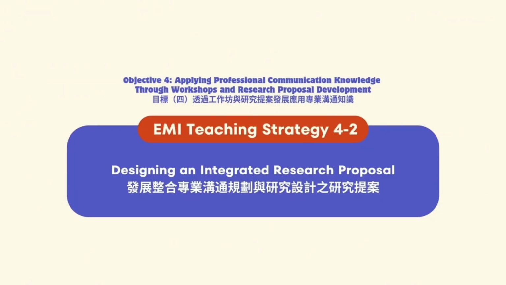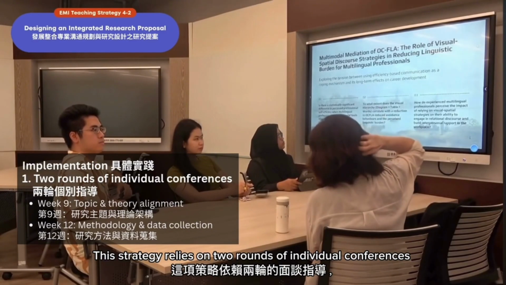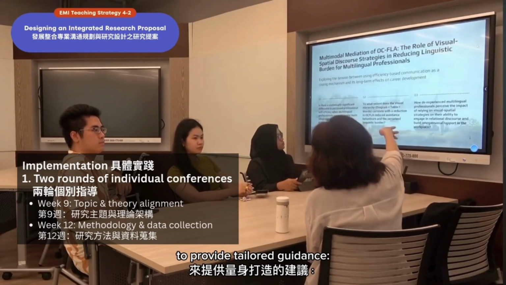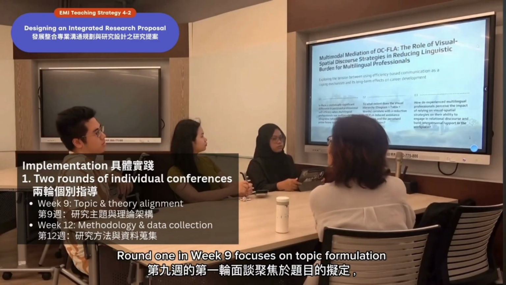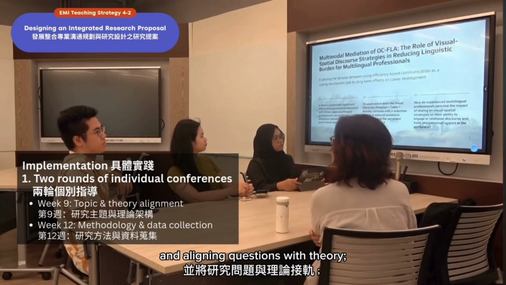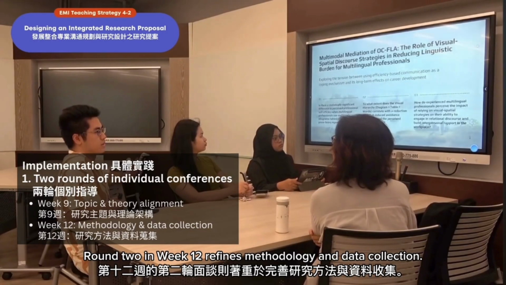EMI Teaching Strategy 422: Designing an integrated research proposal. This strategy relies on 2 rounds of individual conferences to provide tailored guidance. Round 1 in week 9 focuses on topic formulation and aligning questions with theory. Round 2 in week 12 refines methodology and data collection.